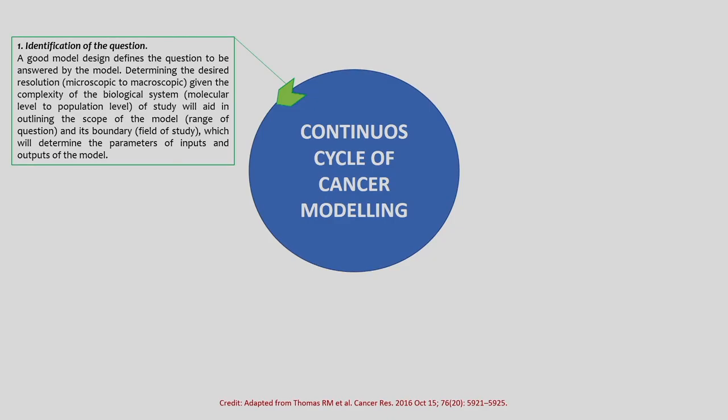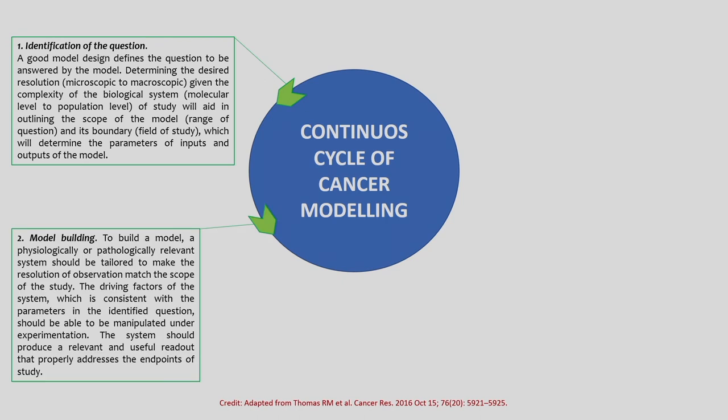The first step in this entire process is identification of the question. A good model design defines the question to be answered by the model, and determines the desired resolution, whether the study is to be done at the microscopic level or the macroscopic level. Given the complexity of the biological system, from molecular level to population level, this will aid in outlining the scope of the model, which is the range of the question and its boundary, the field of study, which will determine the parameters of input and outputs of the model.